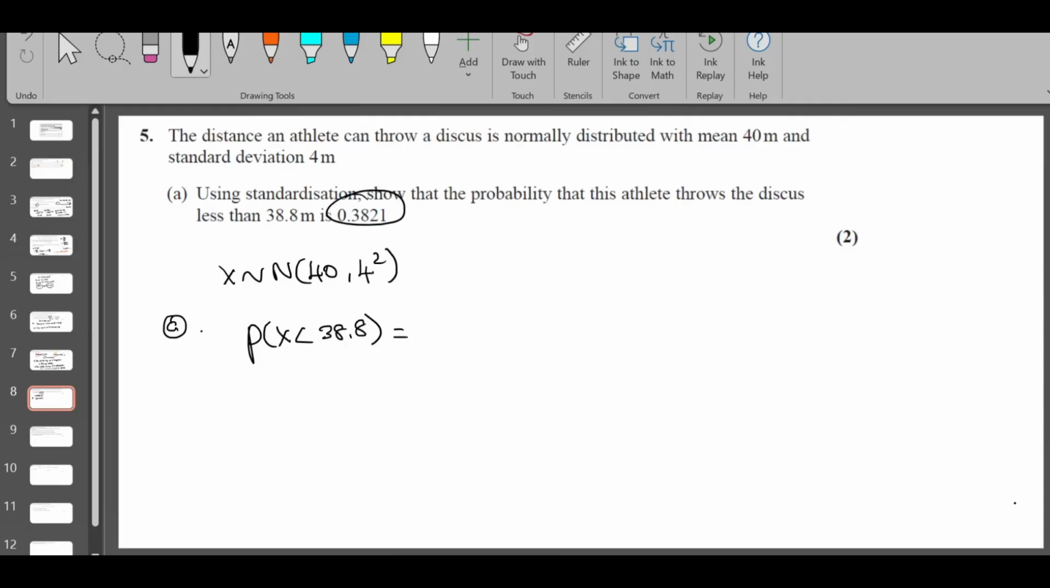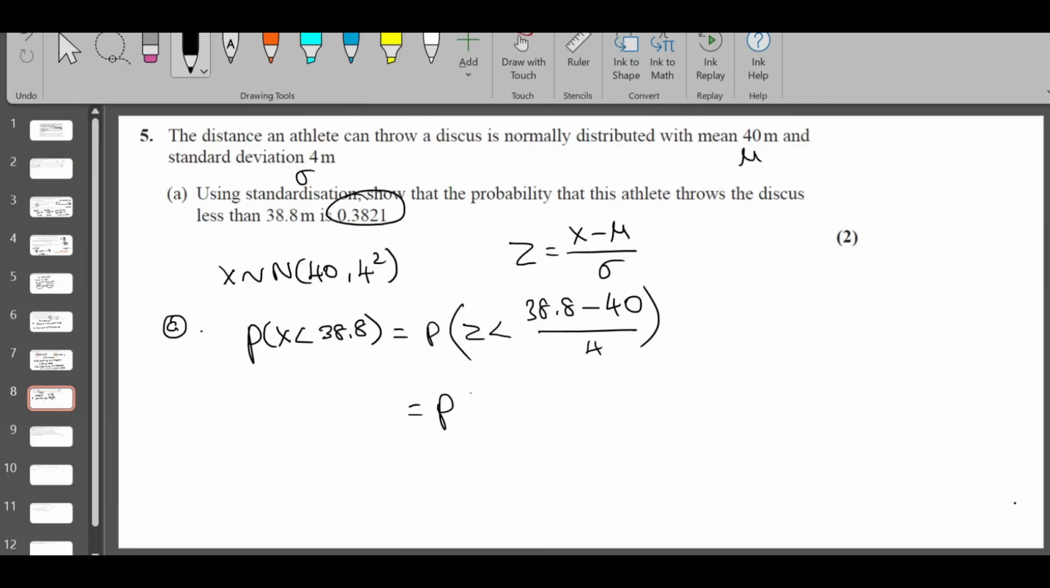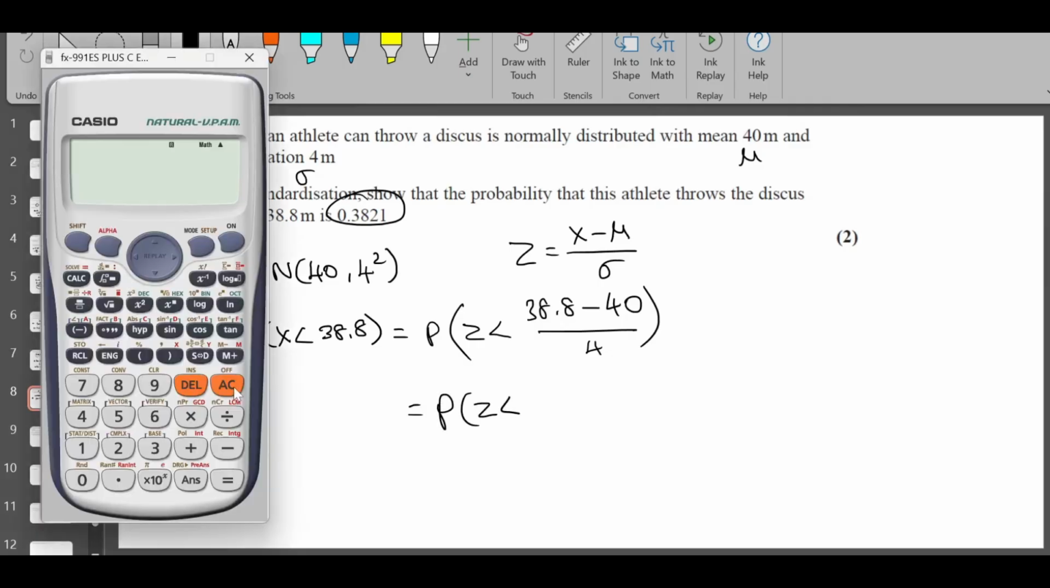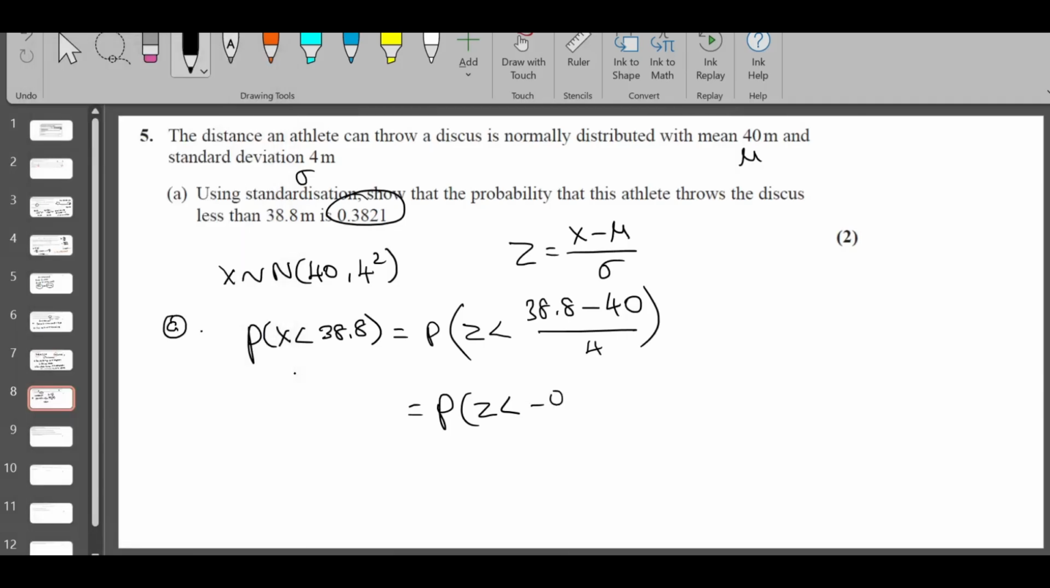So let's standardize this using the formula x minus mu over sigma. So Z is x minus mu, which is 40, over sigma. So we'll get P of Z is less than 38.8 minus 40 divided by 4. You get minus 0.3.